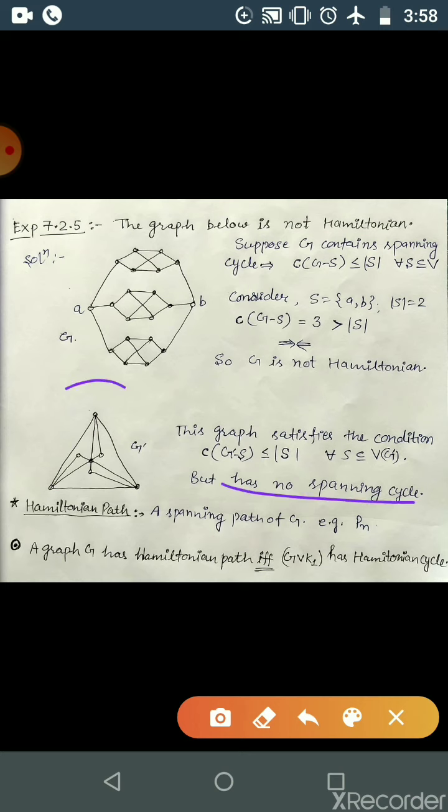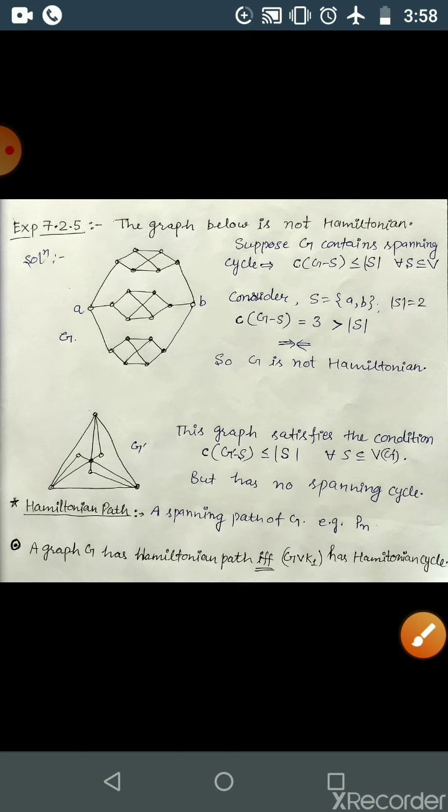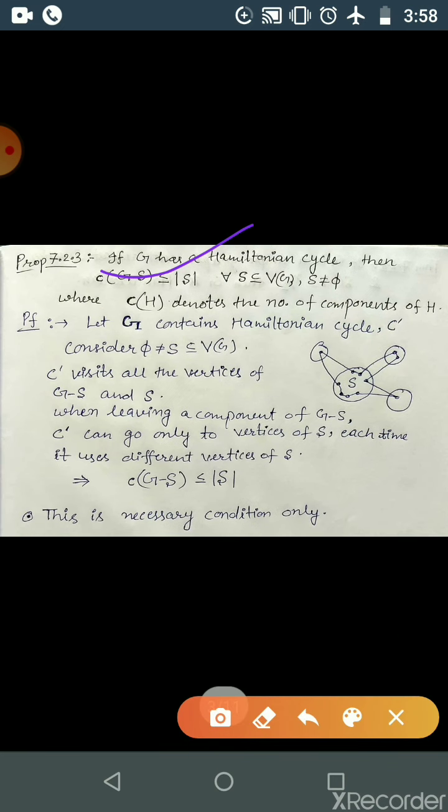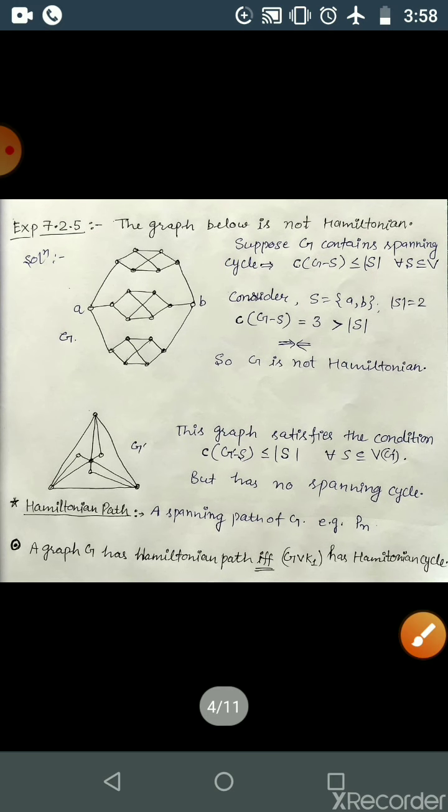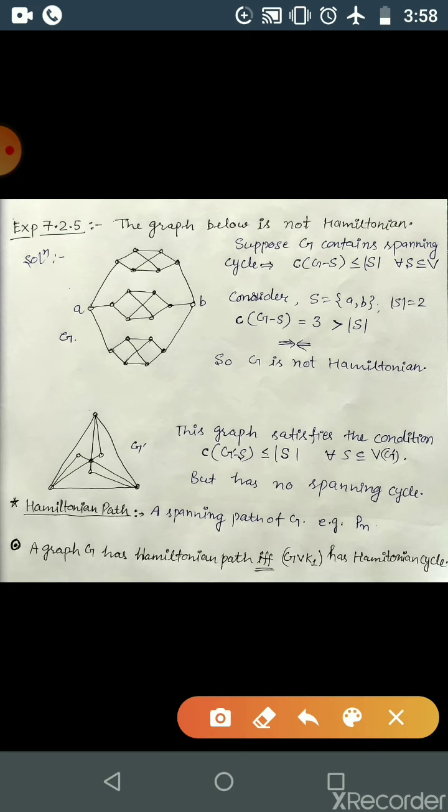That's why this graph is not Hamiltonian. That's why I just mentioned that this is a one way condition only, not both ways. I hope this is clear. One more definition: a Hamiltonian cycle is a spanning cycle of G, and if there exists an open path, then it will be a Hamiltonian path. It is not a cycle, but still it contains all the vertices of the graph. That will be the spanning path, and such a path is known as a Hamiltonian path.